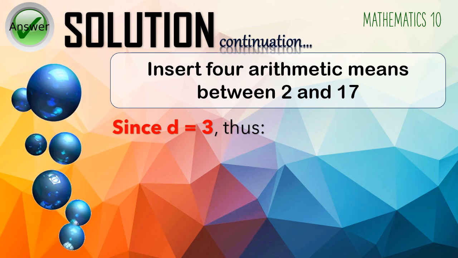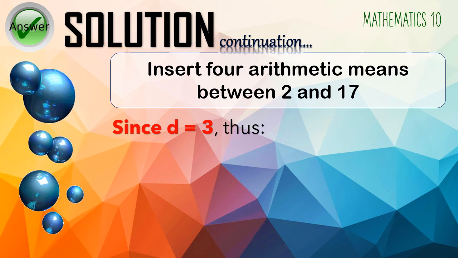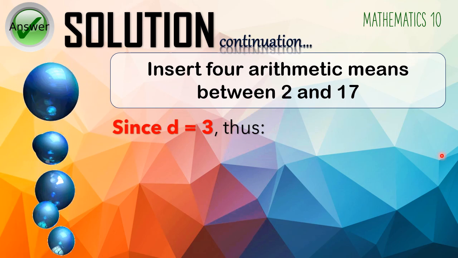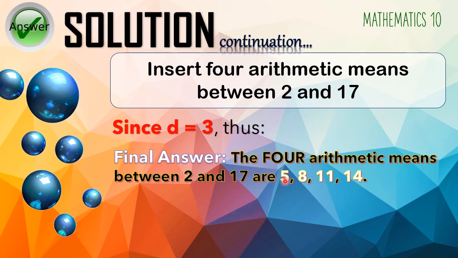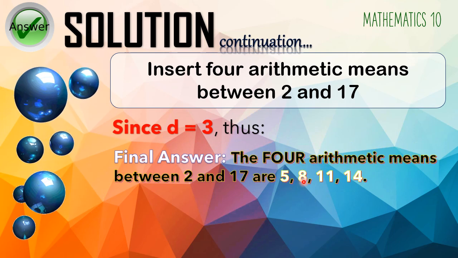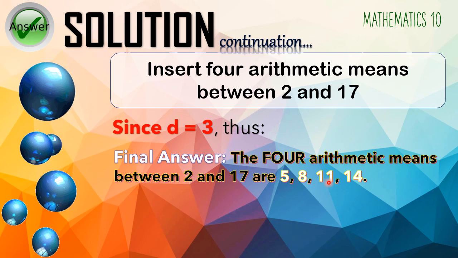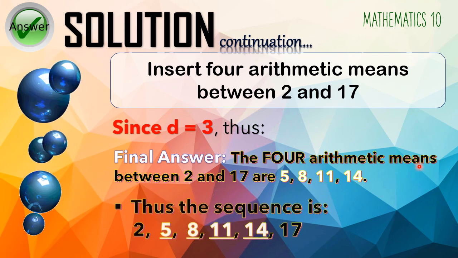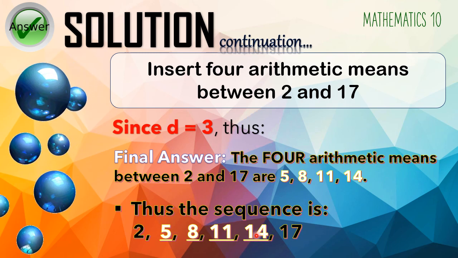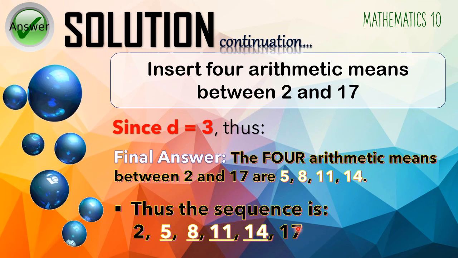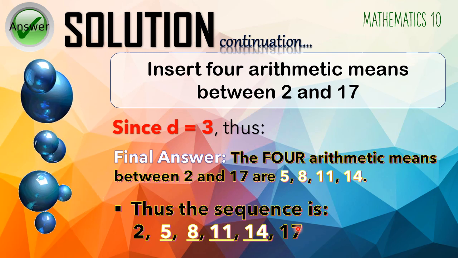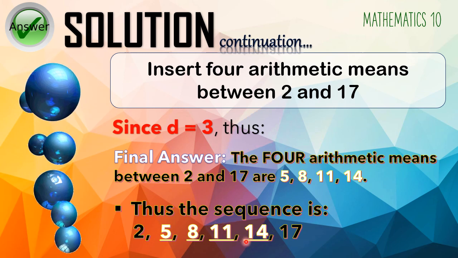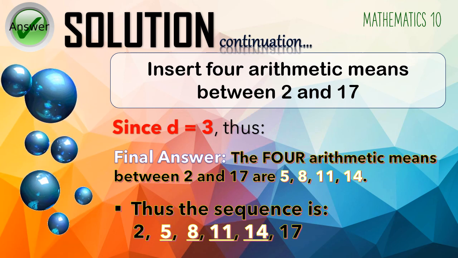And next to that, let us simply add the common difference to the preceding term, and that means we are going to start with 2 plus 3, so we would have 5, and then plus 3, 8, plus 3 again will be 11, and plus 3 again we would have 14. But the complete sequence, we do have 2, 5, 8, 11, 14, and 17. But to be more specific, what are the 4 arithmetic means? We have 5, 8, 11, and 14. As easy as that.